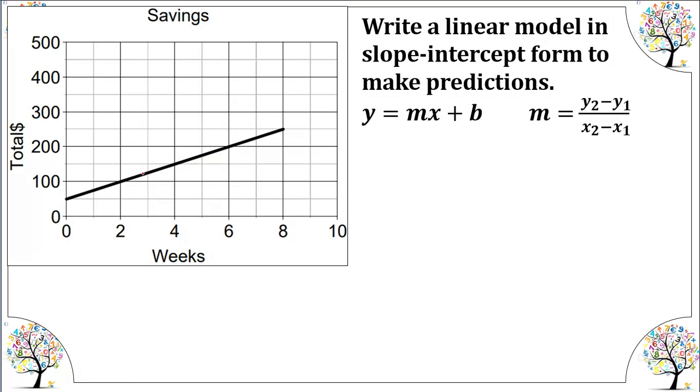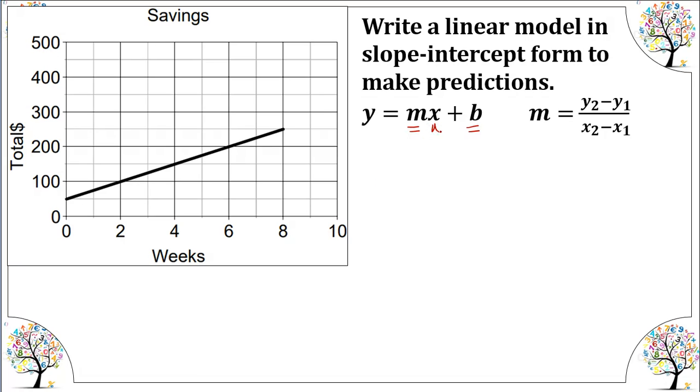So here we have a linear function. This is a graph of someone's savings. We can see as weeks go by, the total savings increase. So we want to know how much money did this individual start out with, and then we want to know how much did they save each week.